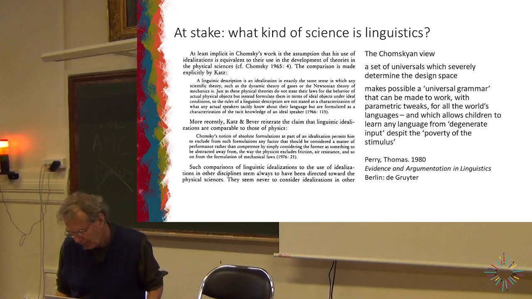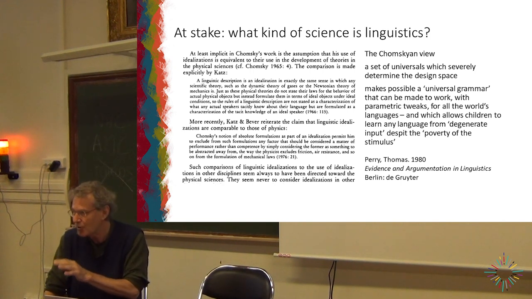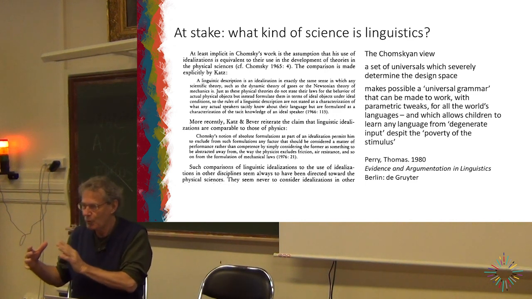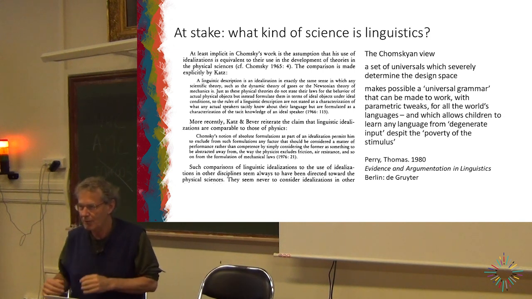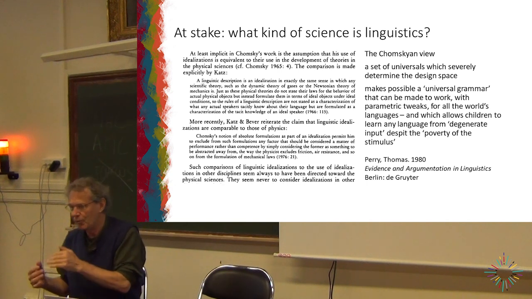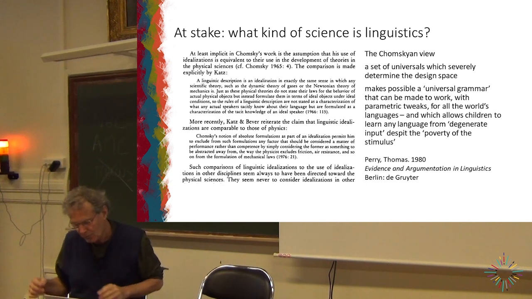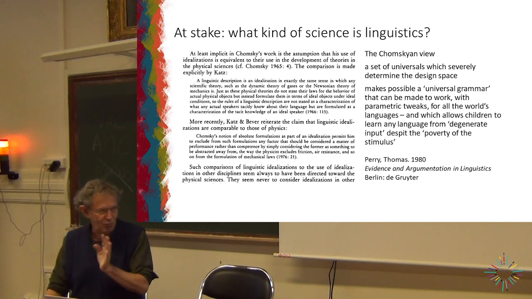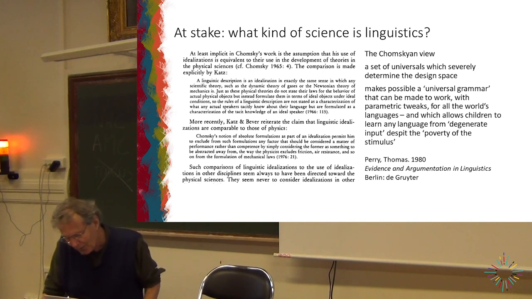And there's this quite an old book now by Thomas Perry, Evidence and Argumentation in Linguistics, but he mentions this implicit and often actually explicit use of idealizations from physics. So as soon as there's a little bit of variation, there's a sort of rhetorical move that says something like, oh yeah, that's just like friction. You know, just having friction doesn't mean you don't set up your normal rules of momentum and inertia and so on, or possibly a bit of chemistry of gases or something like that.